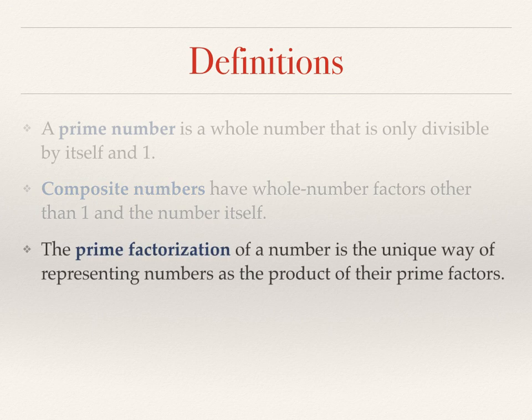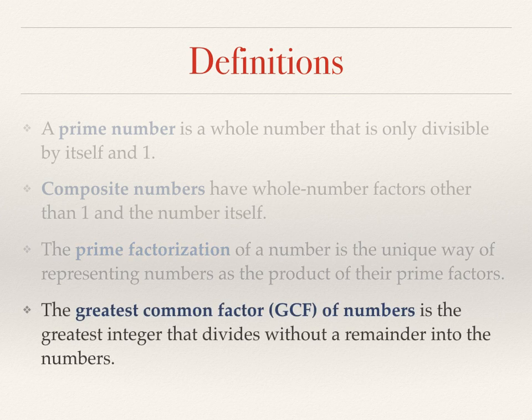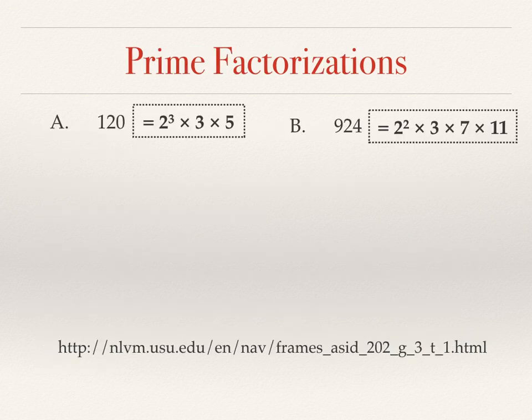The prime factorization of a number is the unique way of representing numbers as the product of their prime factors. And the greatest common factor of numbers is the greatest integer that divides without a remainder into the numbers. So we'll start by showing you the prime factorizations of two numbers, and we'll use a factor tree to show where these prime factorizations came from.